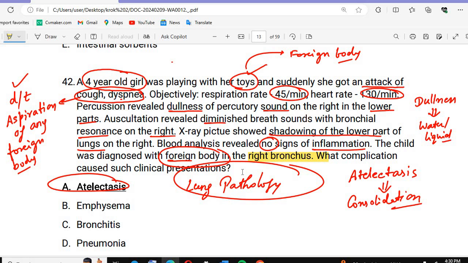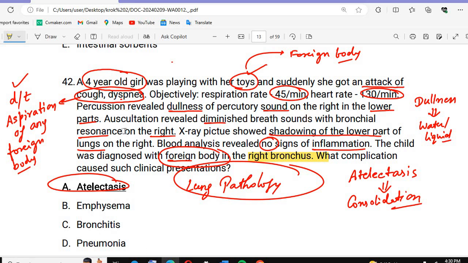What complication causes such clinical presentations? Always remember this condition: this is atelectasis. This condition is atelectasis. What is atelectasis?